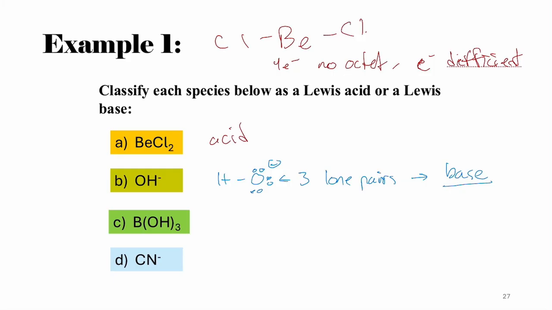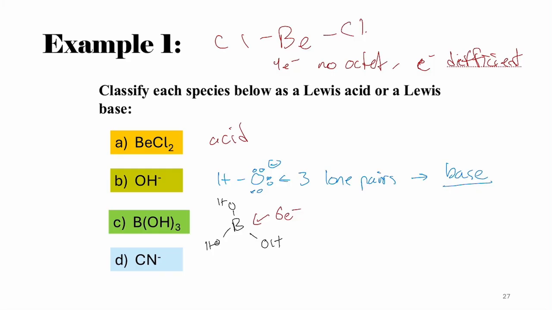What about boron trihydroxide? What do you guys think? This probably has a funkier name than that, but what's that going to look like? A boron, OH, that's what our molecule is going to look like, right? We have 3 hydroxides, or 3 OH groups, alcohol groups, that are bonded to the boron. How many electrons are around the boron here? 6 electrons.